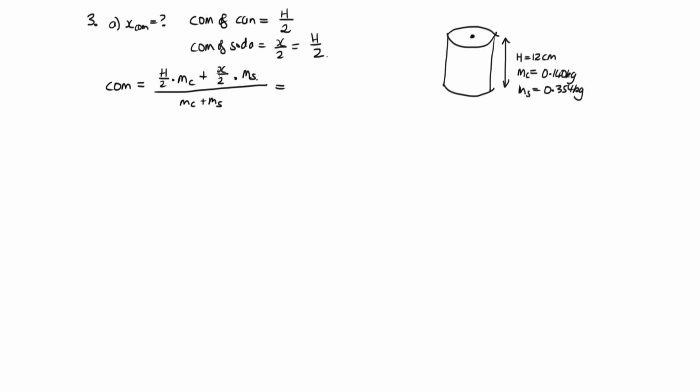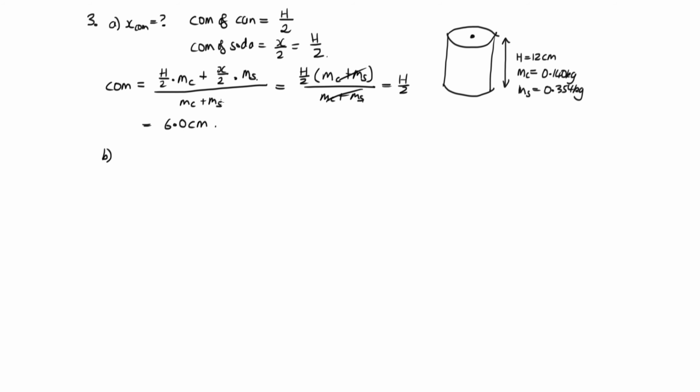And so since the initial height of the soda, X, is H, we can write this as H over 2 outside of the mass of the can plus the mass of the soda over the mass of the can plus the mass of the soda. We've got common factors on the top and the bottom, so it's just H over 2. And since we're told that the height of the can is 12 centimeters, this is just going to be 6 centimeters. Okay, part B then asks us what's the center of mass once it's lost all the soda.